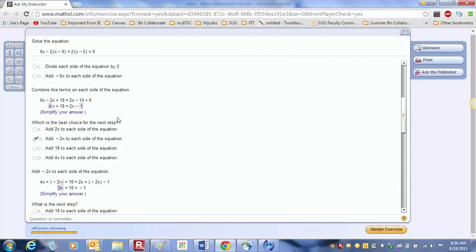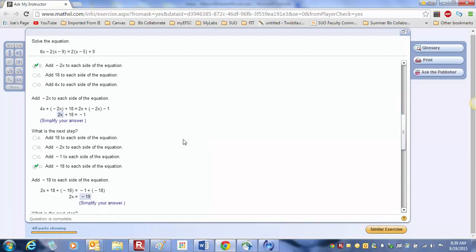The next step would be to separate variables. Move the 2x to the left, move the 18 to the right. Here, they started by moving the 2x to the left, subtracting 2x from both sides. That's what they did. This side becomes 4x minus 2x, just 2x plus 18. And this one, they cancel, so that's a negative 1.